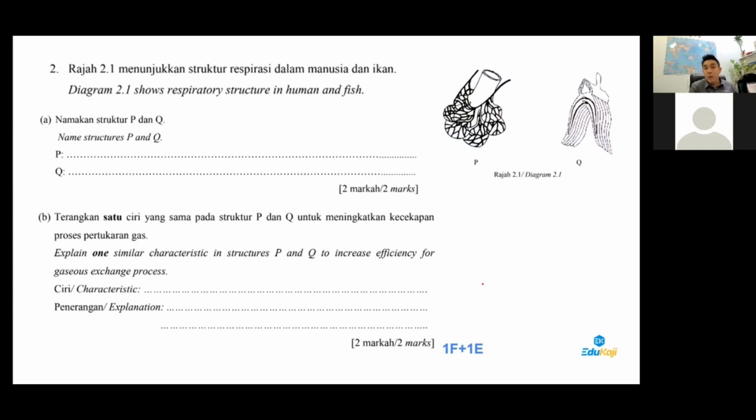We are looking at Form 4 Chapter 8. Easy question to begin with. What is P and Q? Guys, P is alveolus while Q is lamella. We need to explain one similar characteristic. So between these two, we always say there are many or numerous structures.